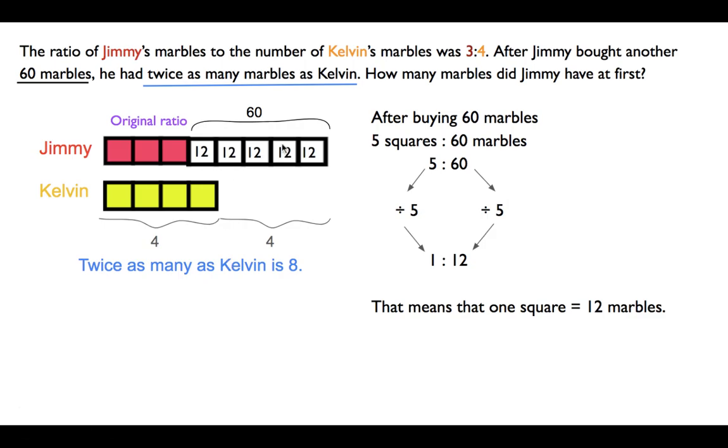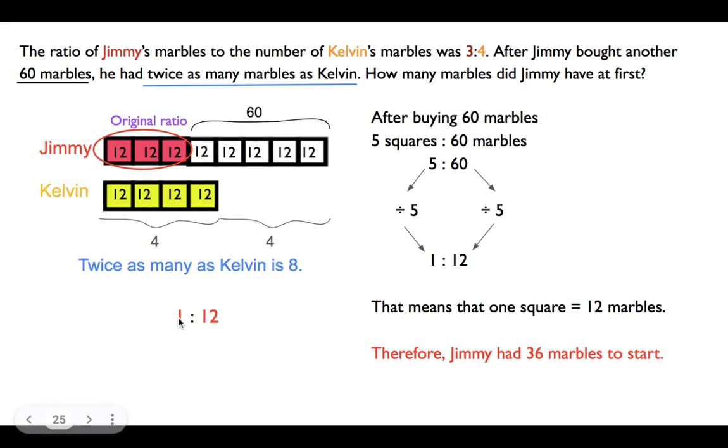Now, if each one of the white boxes or squares is 12, that means all of them have to be 12. And now I wanted to know how many marbles did Jimmy have at first? Well, here's the original ones. So there's 12 plus 12 plus 12, or the product of 12 and 3, which is 36. I can check this by starting with my ratio of 1 to 12. I have 3 of the squares, so I multiply both my 1 and my 12 by 3, and indeed I do get 36, so it checks out.